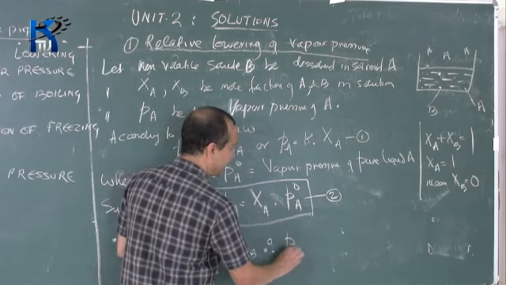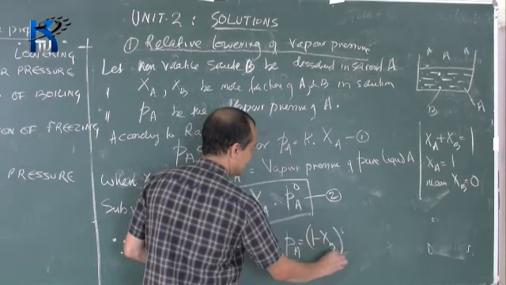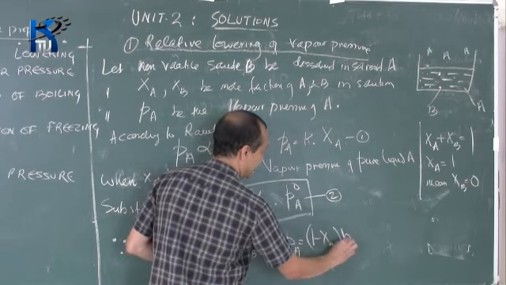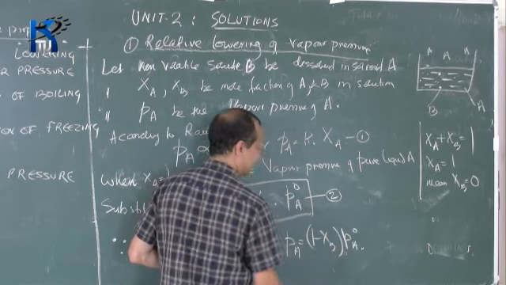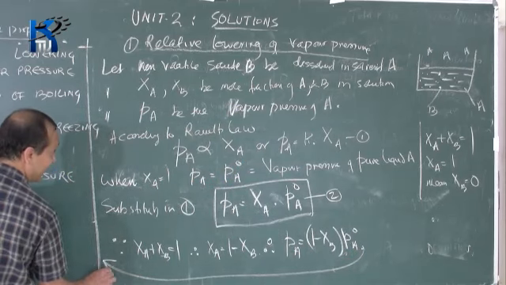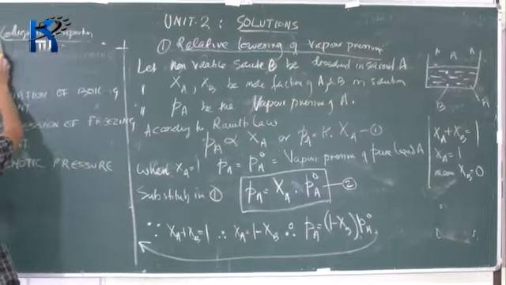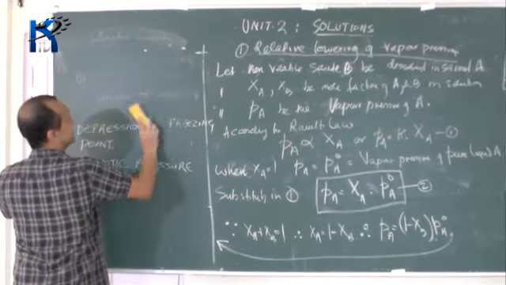Therefore, you get PA is equal to 1 minus XB into PA naught. Alright, okay. So we will just continue here. I am just putting an arrow here. We don't need this now. So we'll continue it here.